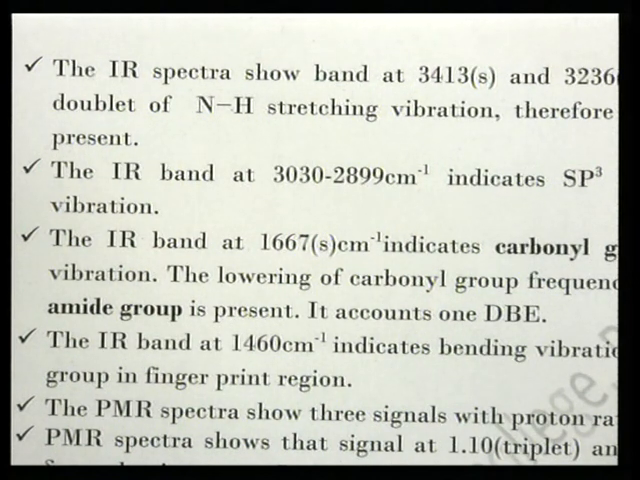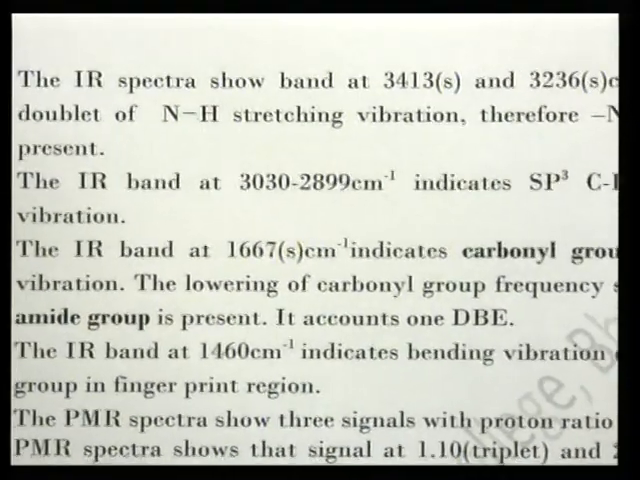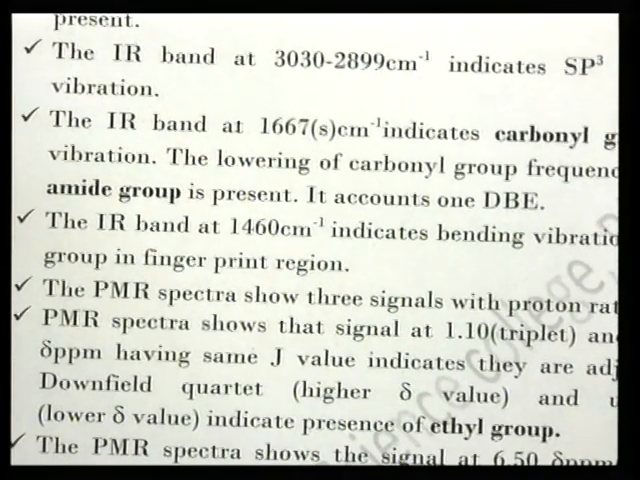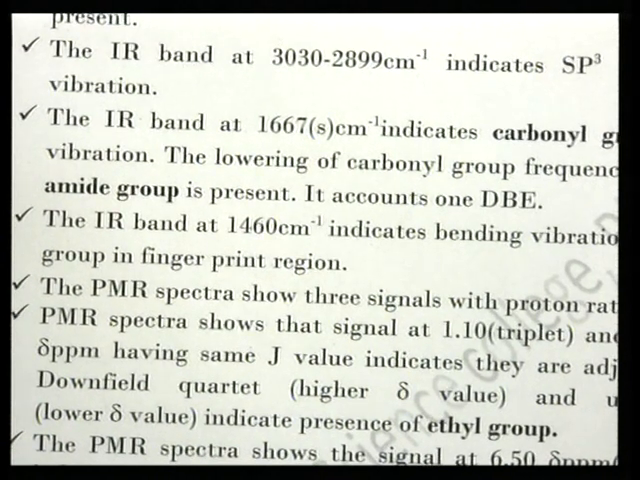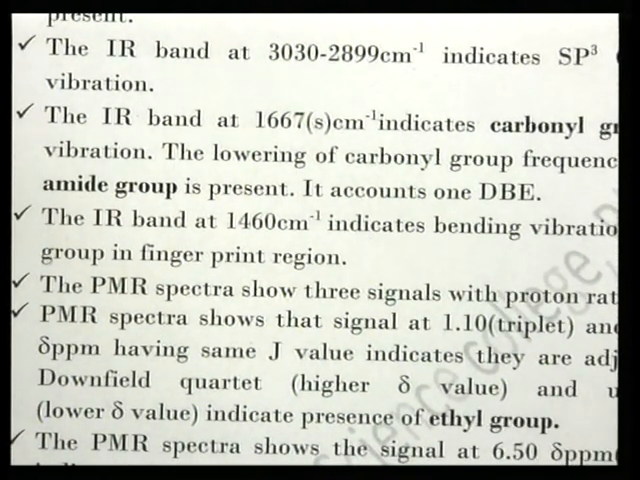The IR spectrum shows bands at 3413 and 3236 sharp, indicating a doublet of NH stretching vibration. Therefore, a primary amino group is present. The other IR band at 3030 to 2899 centimeter inverse indicates sp3 CH stretching vibrations. The IR band at 1667 sharp centimeter inverse indicates carbonyl group stretching vibration.